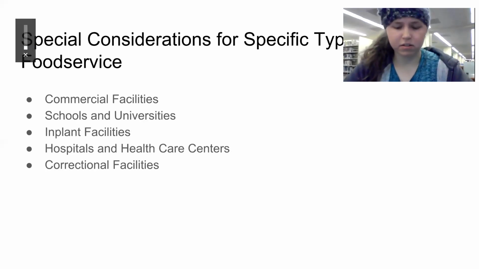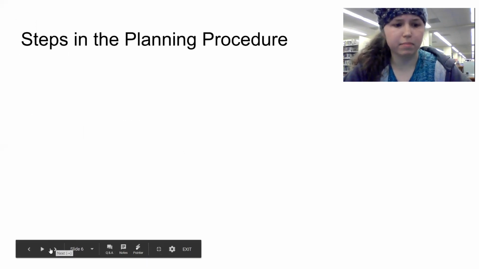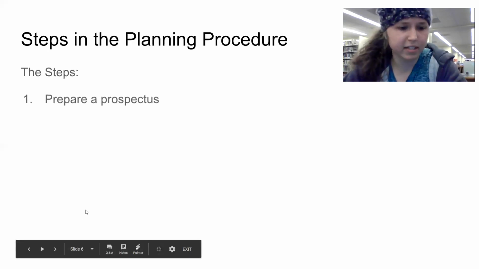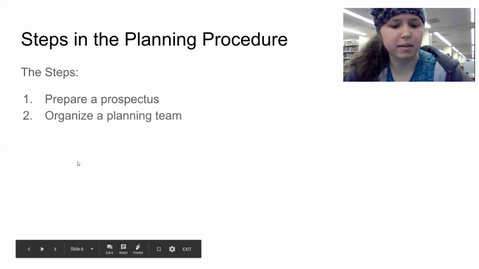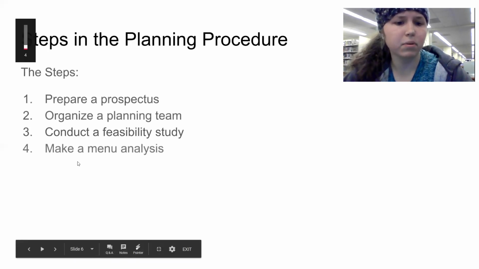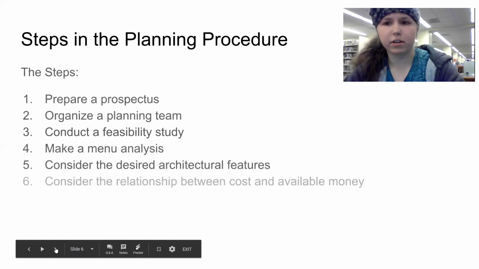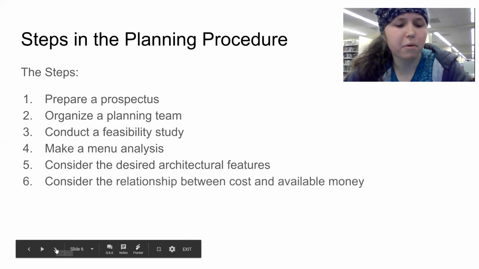Okay. So next we have the steps in the planning procedure. So the steps you need to take when designing a facility. First you're going to prepare a prospectus, which I'll go into in a second. Then you're going to organize a planning team, conduct a feasibility study, make a menu analysis, consider the desired architectural features, and then finally you're going to want to consider the relationship between the cost of the project and the available money that you have.